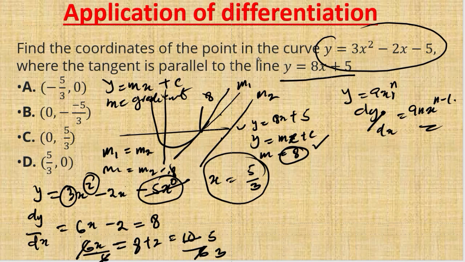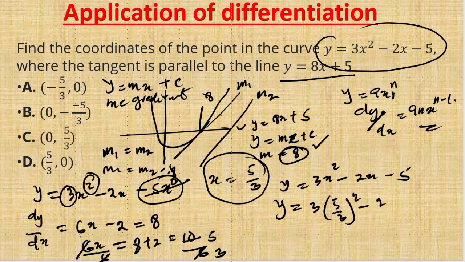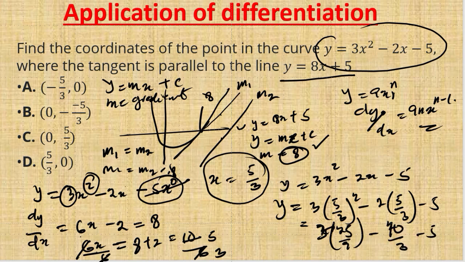If x equals 5 over 3, and we've been given that y equals 3x squared minus 2x minus 5, my y is 3 times (5 over 3) squared minus 2 times 5 over 3 minus 5. Then I have this to be 25. That's 3 into 25 over 9 minus 2 times 5, which is 10 over 3, minus 5. 3 here is 1. 3 here is 3.